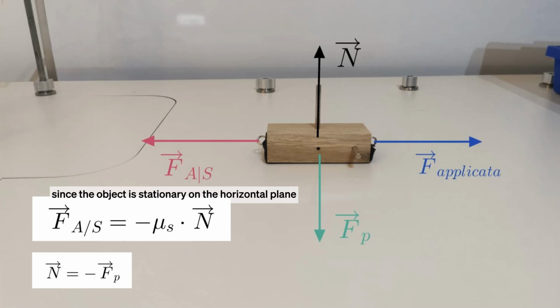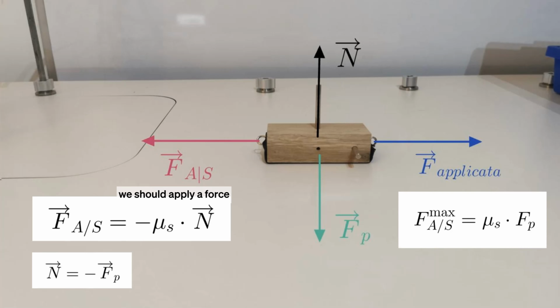In our specific scenario, given that the object remains stationary on the horizontal plane, the normal force will be equivalent to the weight of the object. Consequently, in order to initiate the movement of the wooden cart, it will be necessary to exert a force that surpasses the static frictional force. In this experimental procedure, we shall observe the method to ascertain the coefficient of friction through empirical techniques.